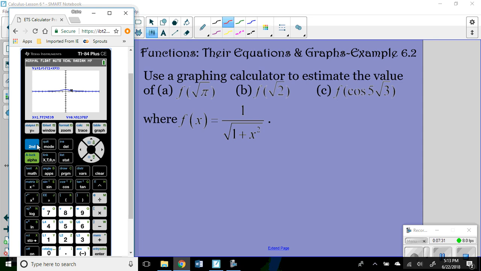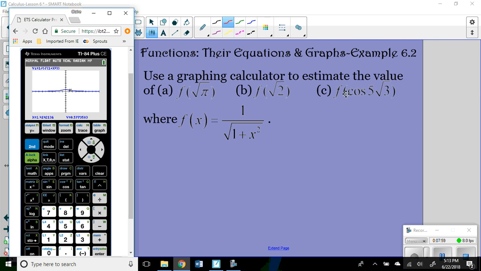For part B, we're going to go back to calculate, and we're going to do value again, and this time we're going to do square root of 2. If you look at square root of 2, that's what we plugged into our function. It gave us our y value of 0.5774. We always round to 4 decimal places this year. So that's your A and your B.